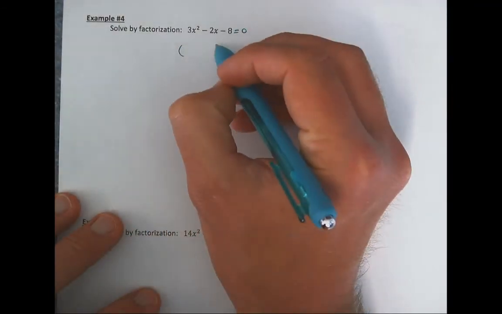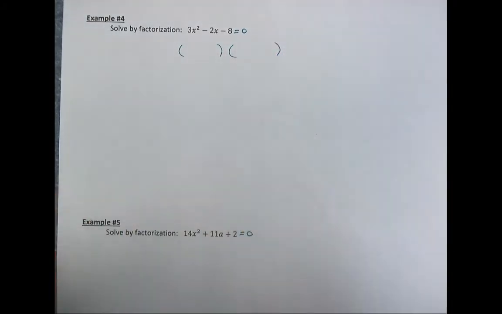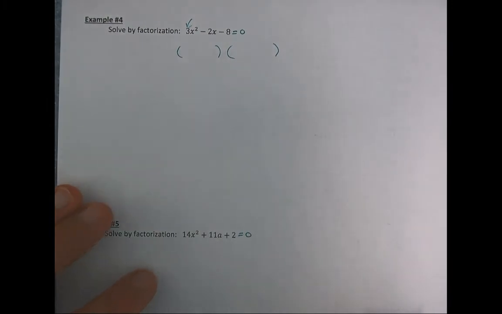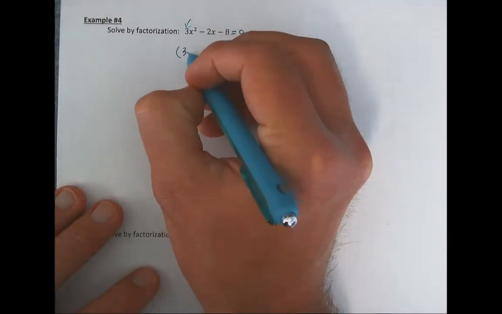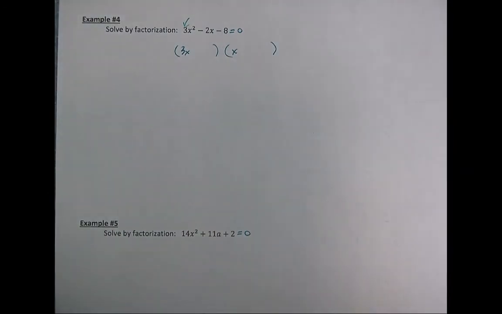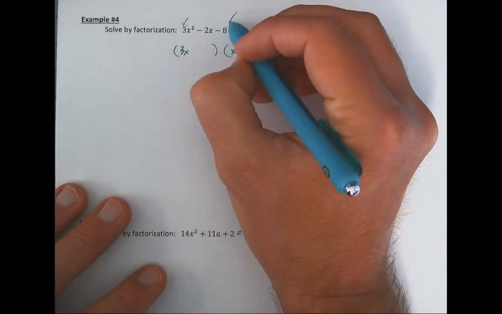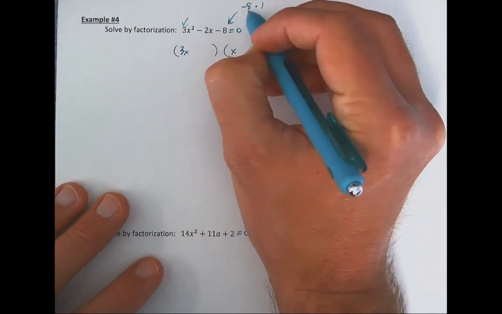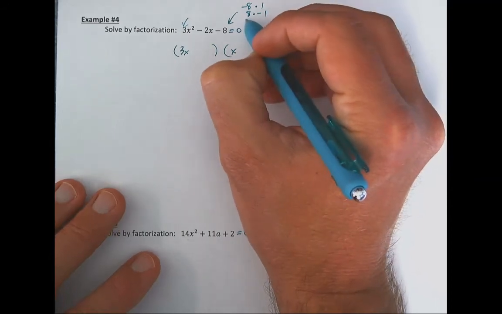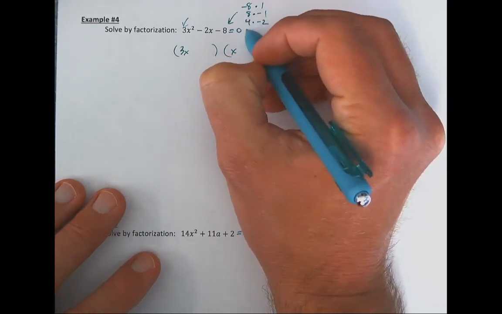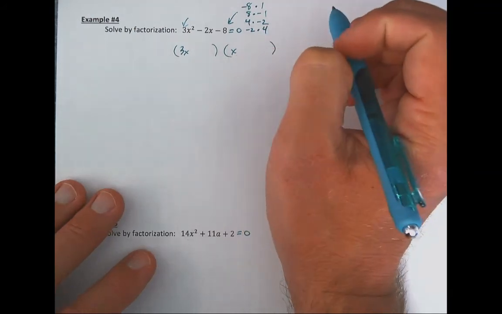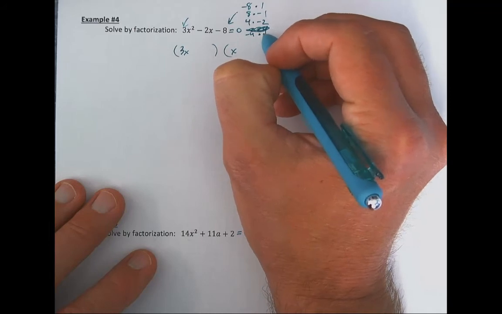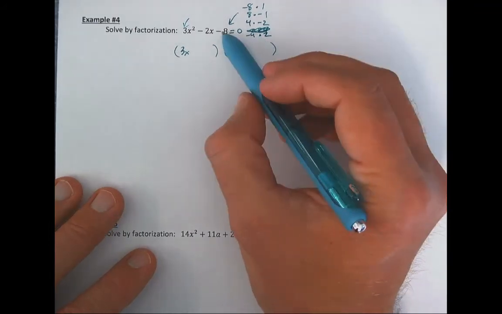So I'm going to have to split this into separate things. And this is a nice one because it's a 3 up front. And so the only way to make a 3 is a 3 and a 1. There's no other combinations. Now to make an 8, I've got lots of different combinations. I've got negative 8 and 1. I've got 8 and negative 1. And I've got 4 and negative 2. And I've got negative 4 and positive 2. So those are your only ways to make a negative 8 through multiplication.